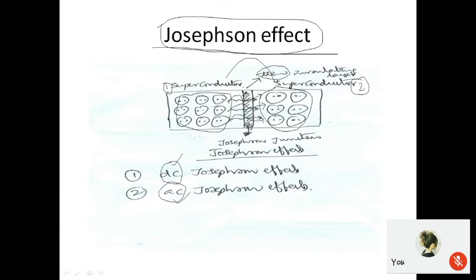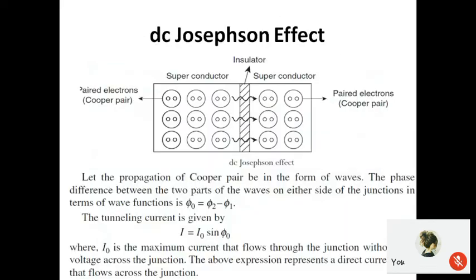And this thin insulating layer, which acts as a junction or boundary between superconductor 1 and superconductor 2, is known as a Josephson junction. So depending upon the supercurrent that flows through the insulating layer or through the junction, we may have a DC Josephson effect, or we may have an AC Josephson effect. Let us consider a DC Josephson effect.